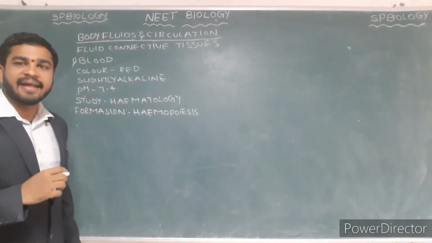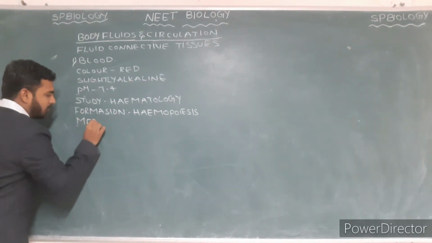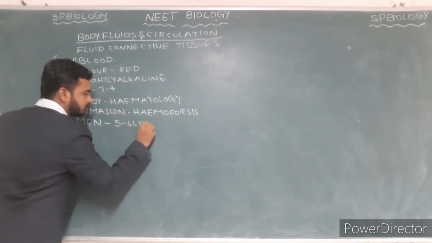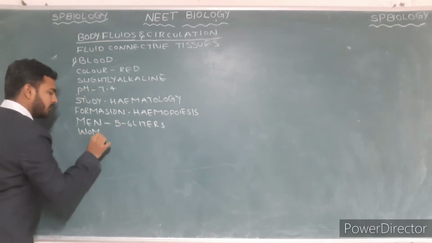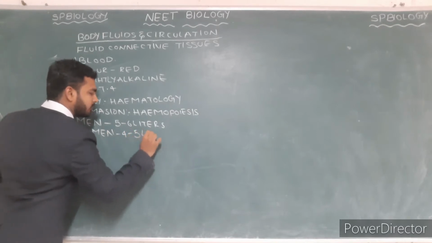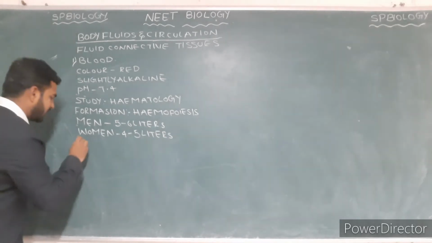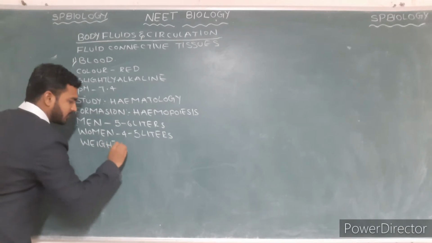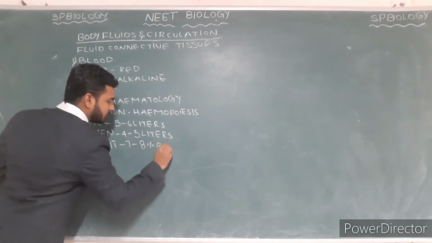A normal, healthy man has 5 to 6 liters of blood, whereas a woman has 4 to 5 liters of blood. By weight, it is 7 to 8% of body weight.